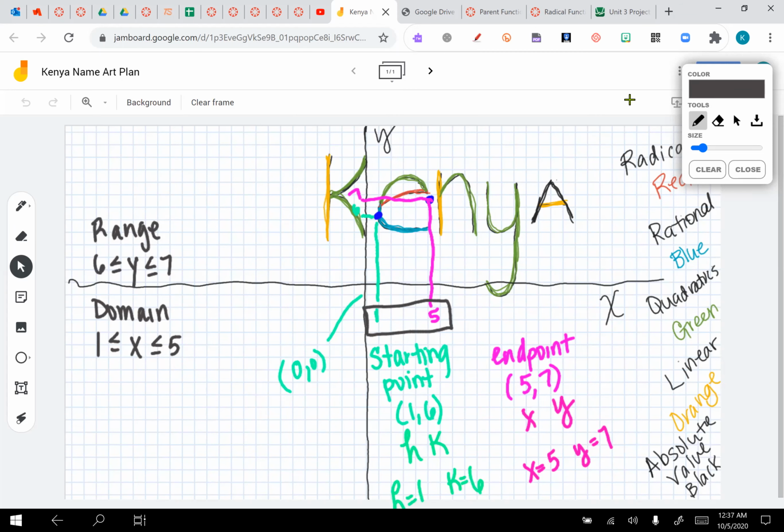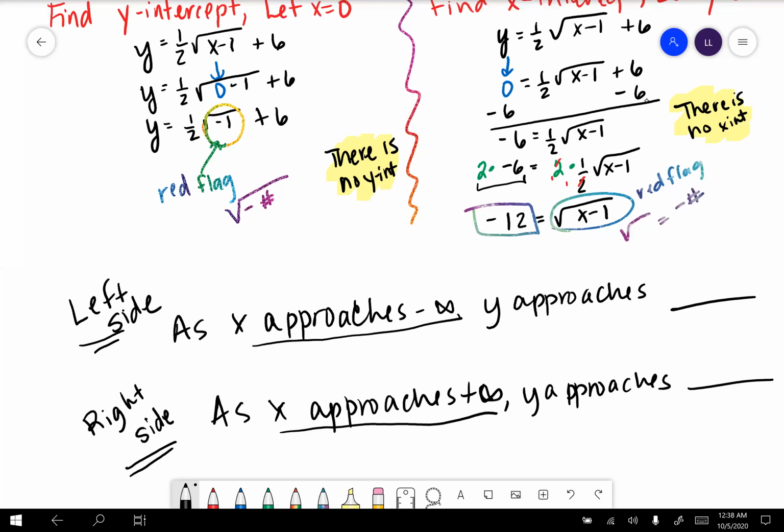Now, on the left side of this function, right here where this point is, as x approaches negative infinity, it really just stops right there, right? It doesn't go any further. So what does y approach? 6, and it stops. It doesn't go anywhere else. Just 6. It doesn't go any lower. So y goes to 6. That's what happens. So you go back to your workspace. So y approaches 6 because it doesn't go any lower.